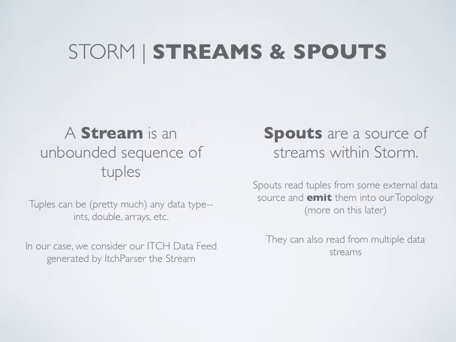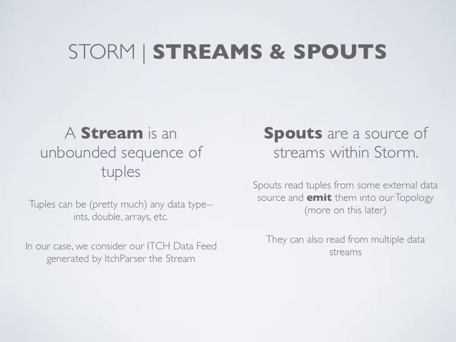Okay, some of the terminology of Storm. Let's start with streams and spouts. A stream is considered an unbounded sequence of tuples, which would be our ITCH data feed stream that we generated with ITCH Parser.